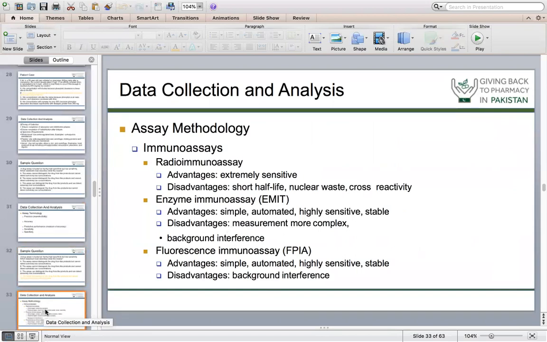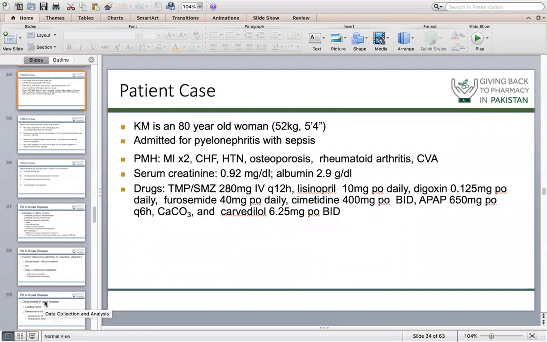Another thing we want to discuss about data collection and analysis is assay methodology. Usually three methods are used in assays: immunoassays, enzyme immunoassays, and fluorescence immunoassays. There is much detail given in your study material. You can just go through it, it's pretty much straightforward. There is nothing important in it. Okay, so moving on to our next case.